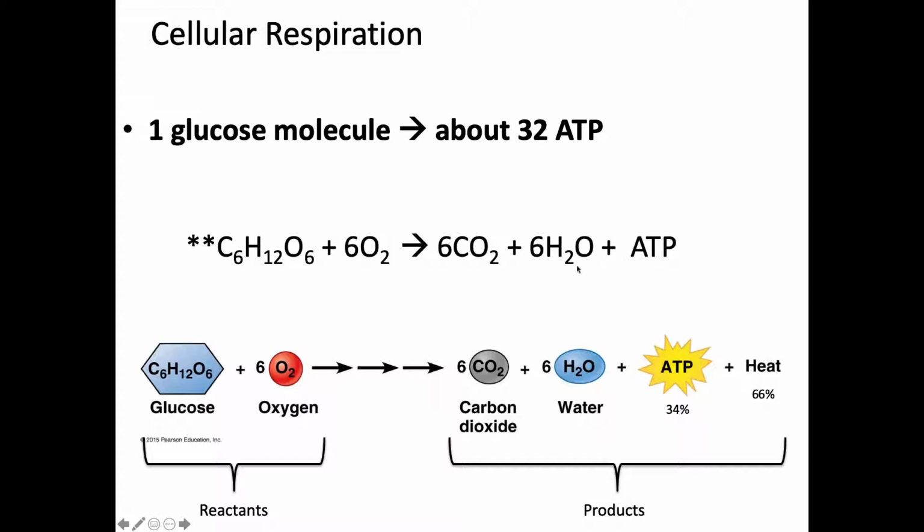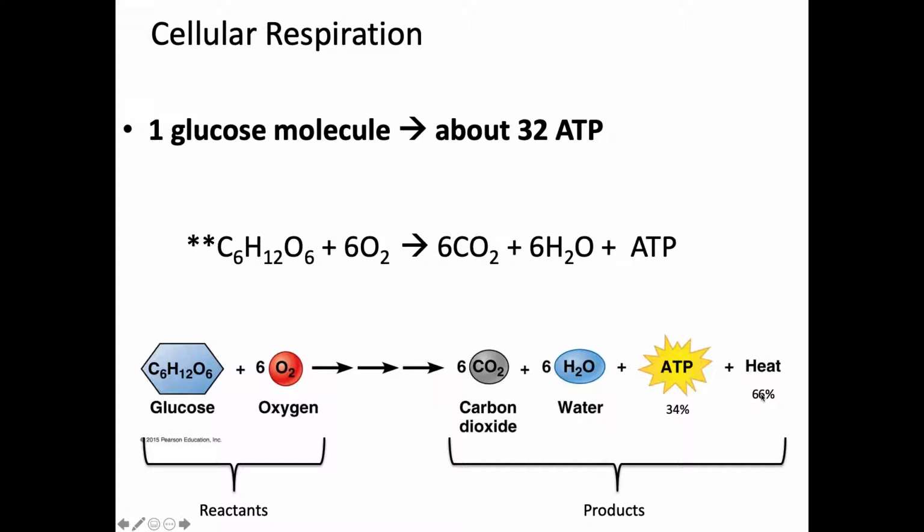So here we have our reactants, the molecules that go into the process, and here we have all the products. So these percentages here: from 1 molecule of glucose, we only extract 34% of that potential energy in the form of ATP, and then the rest of that potential energy from glucose goes off in the form of heat, an unusable form of energy.